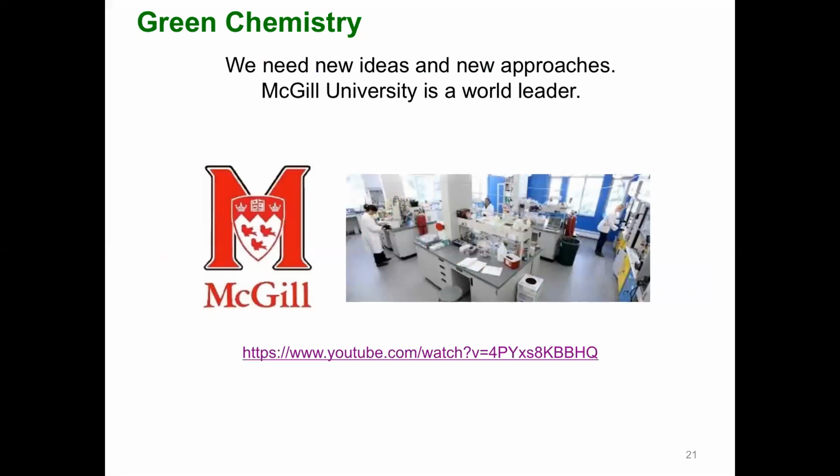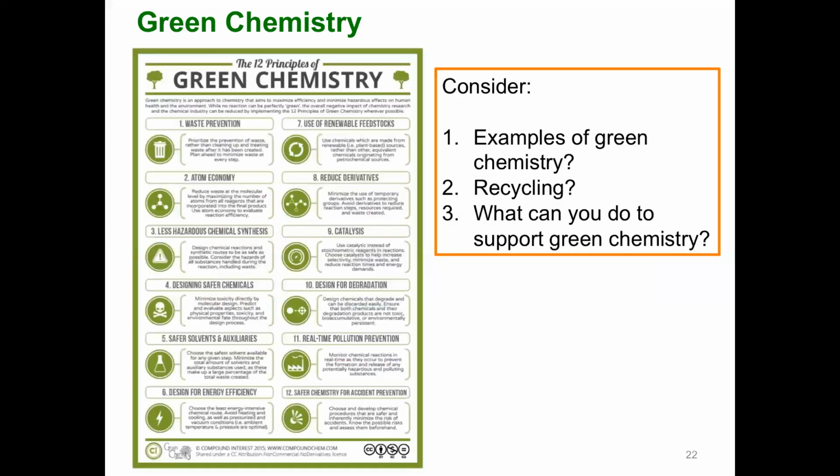So instead of using toxic chemicals, using water and basically floating your reactions on the water. So it's really cool. I didn't show this one in class, but I put it here so that if you're interested and motivated and looking for a field of study, this is a really good one. Now, so consider examples of green chemistry, right? We're going to think about some of these. Recycling, right? And what you can do to support green chemistry, right?